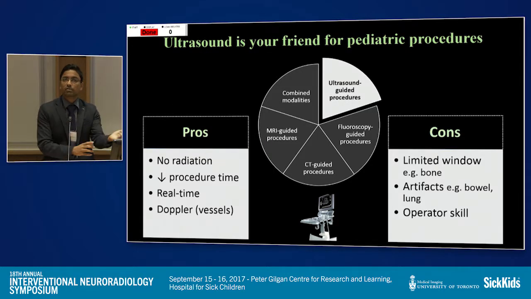So ultrasound is your friend for a lot of pediatric procedures in the head, neck, and spine, with the advantages being no radiation, real-time guidance, as well as a decreased procedural time. On the flip side, you can have artifacts and limited windows, especially around bone. And I think also the fact that as neuroradiologists, we are not trained to use ultrasound to do procedures, and that becomes part of a learning curve.